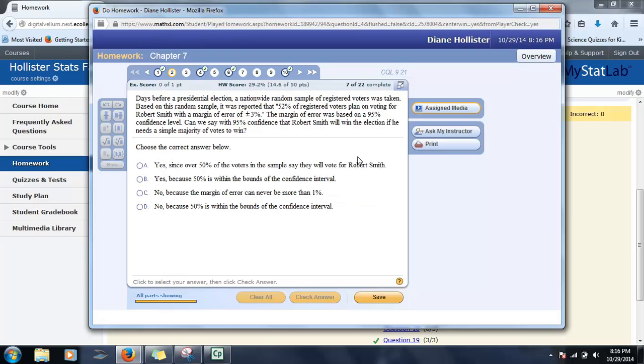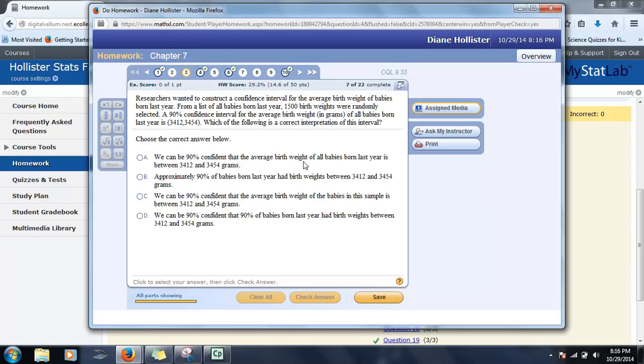The second one asks us if we have 52% of registered voters plan on voting and a margin of error is 3%, that means that you can add and subtract 3% from 52 and find out 49 to 55. Can you say with 95% confidence that he would win the election if he needs a simple majority? Think about that 49% and then click your answer.